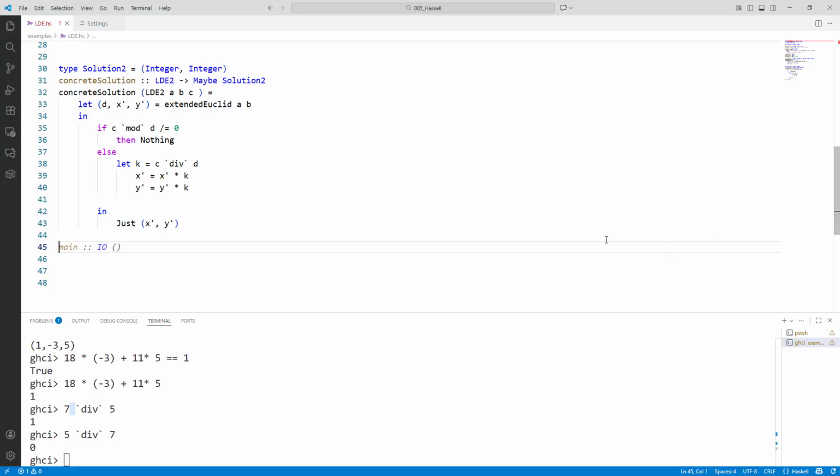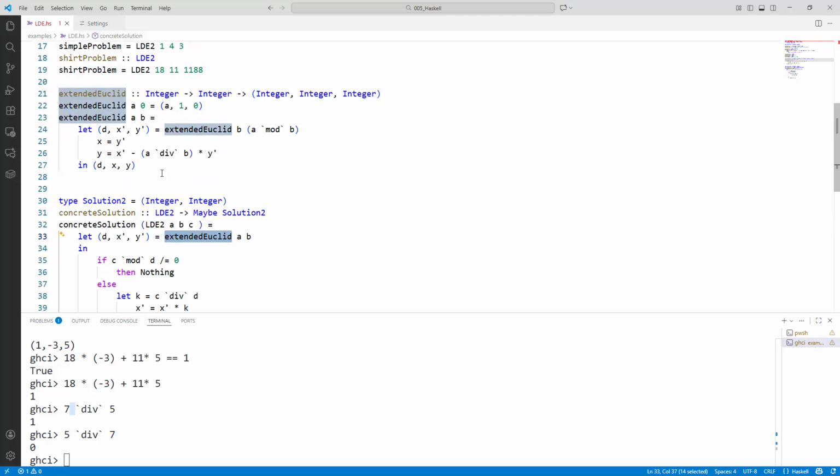Okay, so once more, let's take a look at the concrete solution. So we pattern match to get the A, B, and C here from the LDE2. Sorry for the disruption. We use a let block to call our new extended Euclid, this one here. And with this function, we get D, X prime, and Y prime from the extended Euclid, returning us D, X and Y. In our case, we renamed them to D, X prime and Y prime.